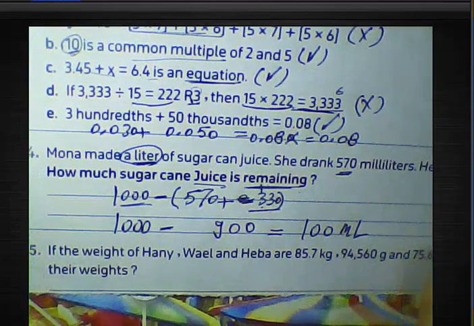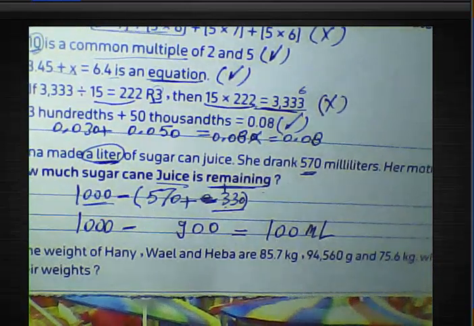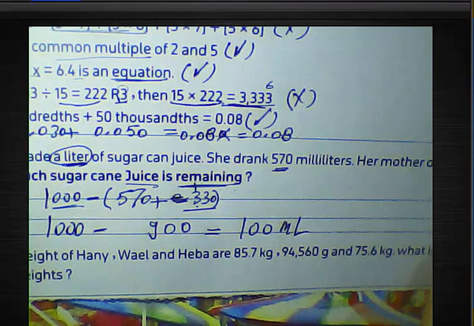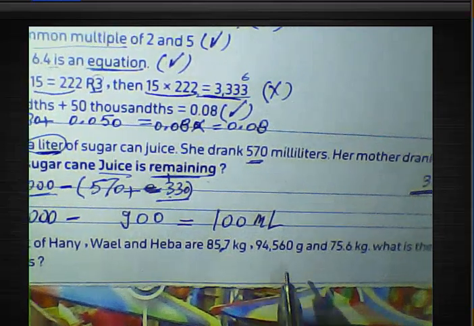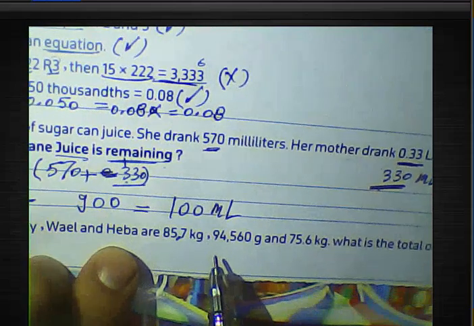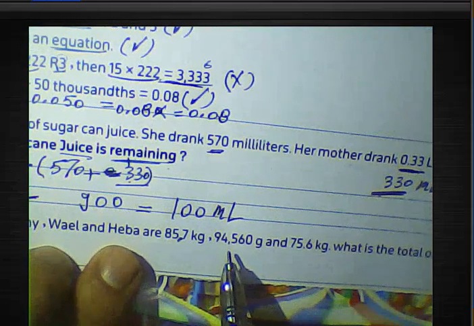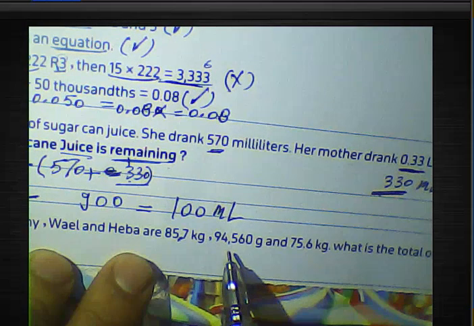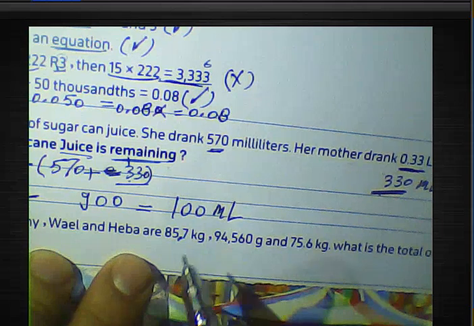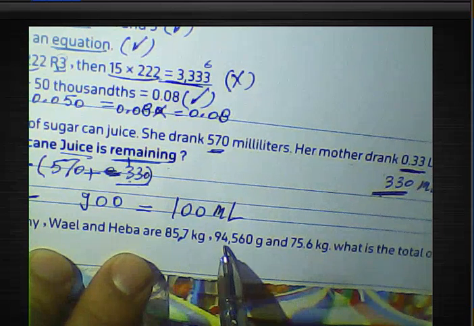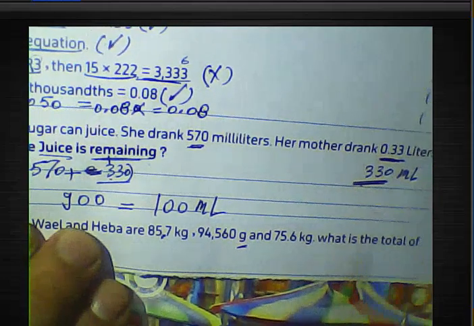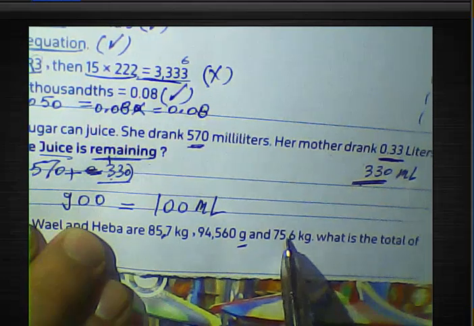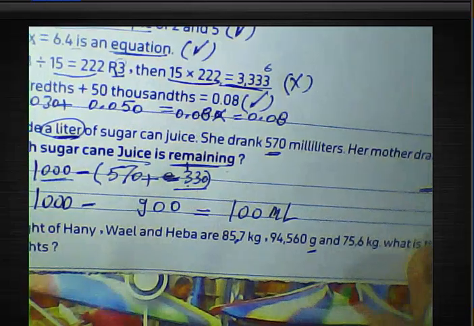Question number 5. If the weights of Hani, Wael and Hiba are 85.7 kilogram and 94,560 gram and 75.6 kilogram, what is the total of the weight?